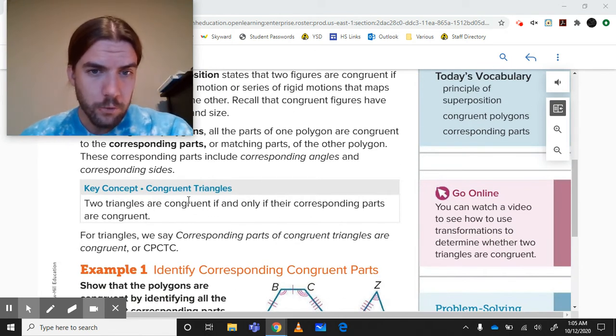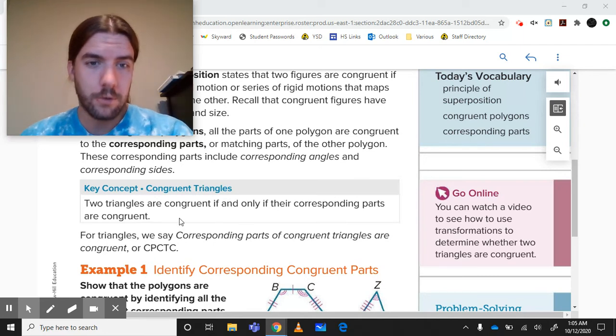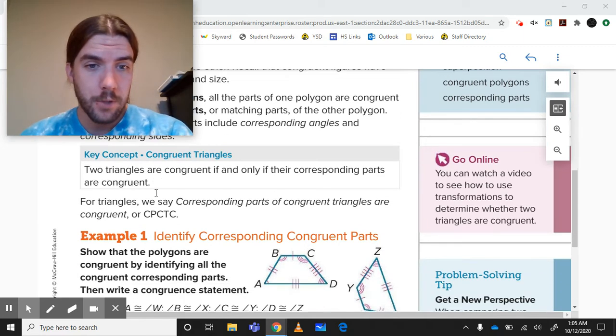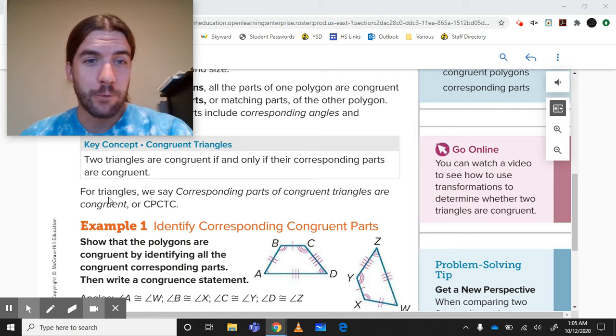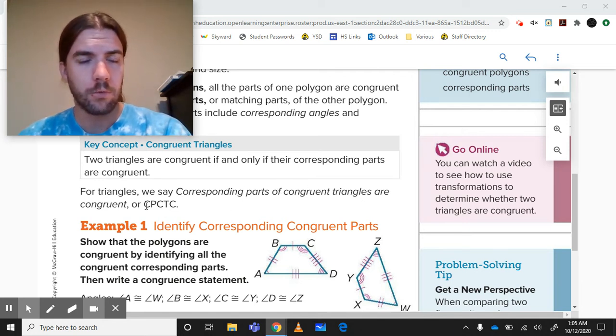So two triangles are congruent if and only if their corresponding parts are congruent. That's kind of our main idea today. And I like this part. It says, for triangles, we say corresponding parts of congruent triangles are congruent, or CPCTC.